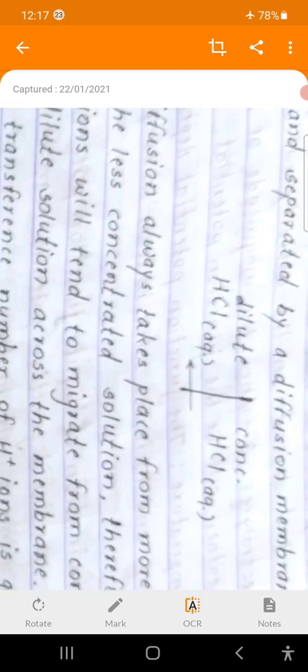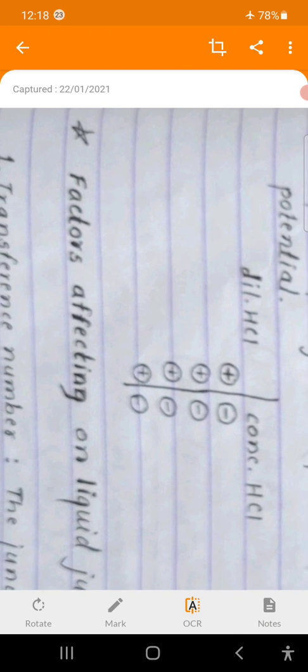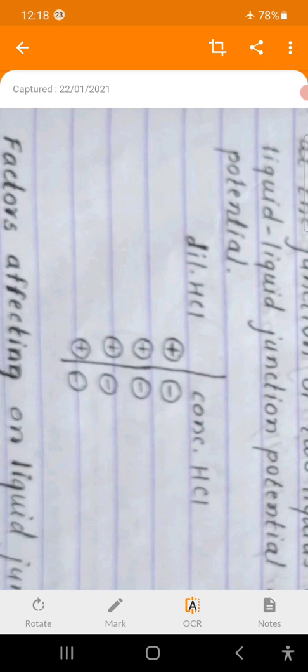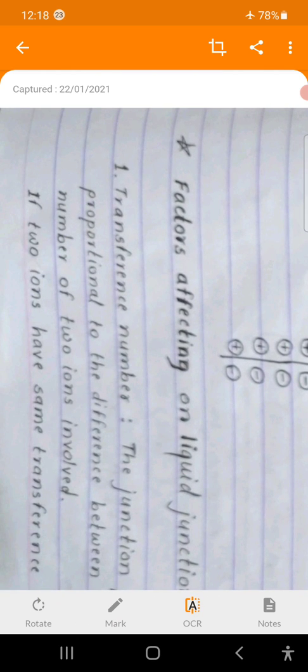Such charge separation takes place because of movement of ions through the semi-permeable membrane when the two solutions, dilute and concentrated, are in contact with each other. And such charge separation results in development of a potential difference at that junction, which is known as liquid junction potential, or simply as a junction potential.